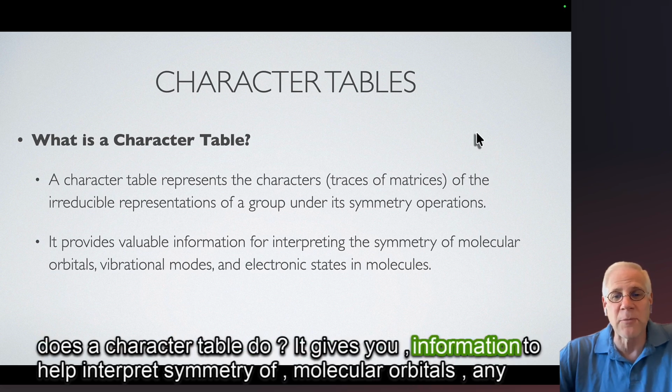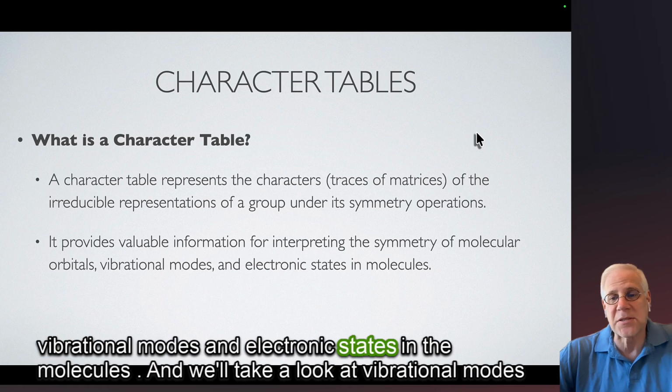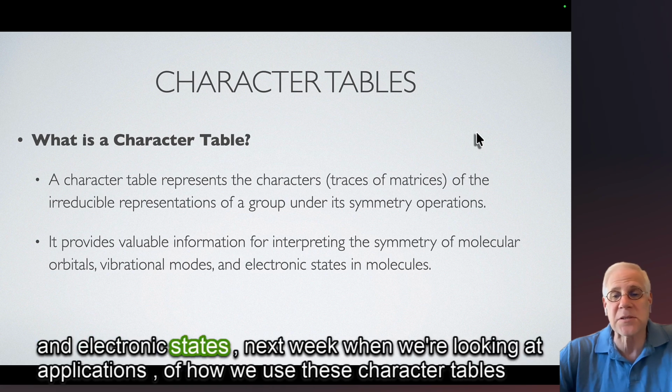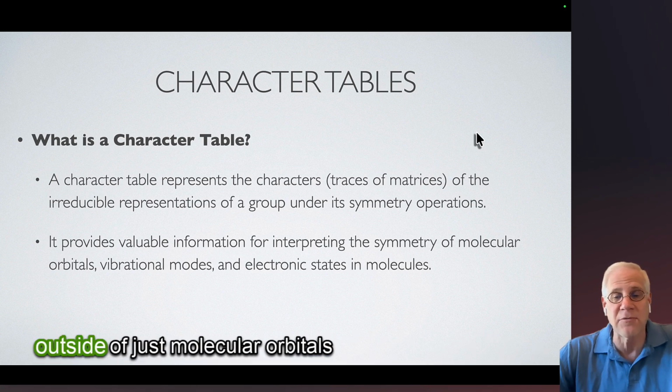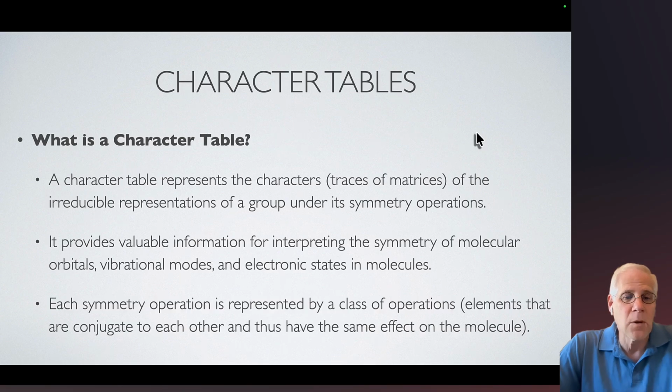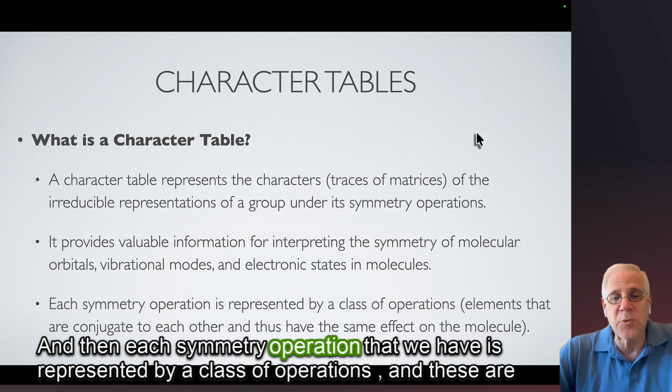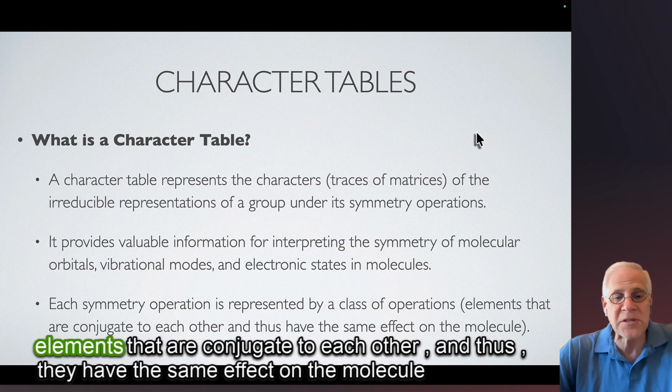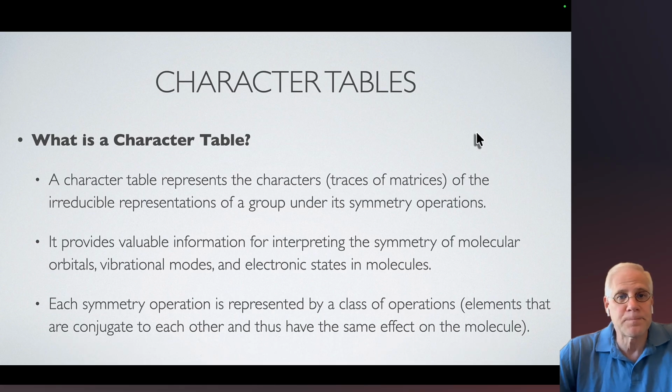So what else does a character table do? It gives you information to help interpret the symmetry of molecular orbitals, any vibrational modes, and electronic states in the molecules. And we'll take a look at vibrational modes and electronic states next week when we're looking at applications of how we use these character tables outside of just molecular orbitals. And then each symmetry operation that we have is represented by a class of operations. And these are elements that are conjugate to each other, and thus they have the same effect on the molecule.